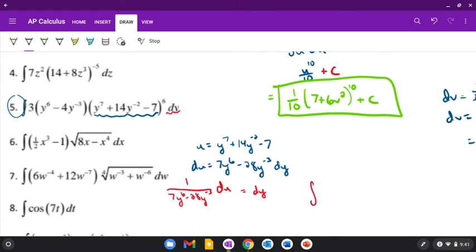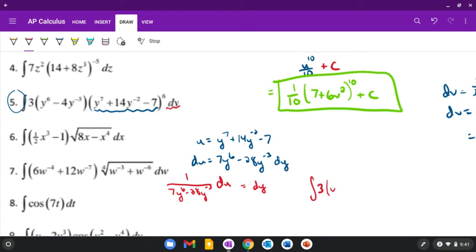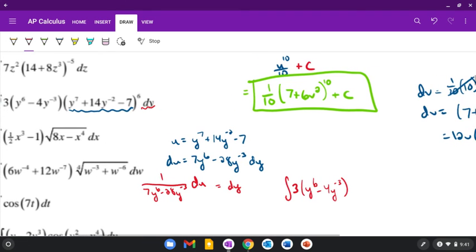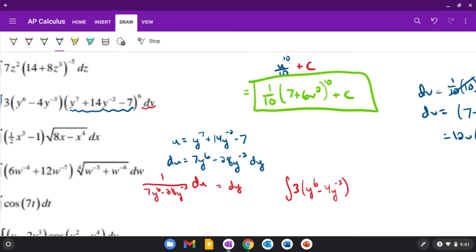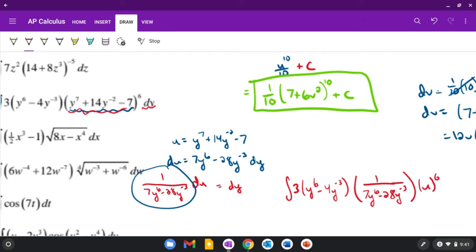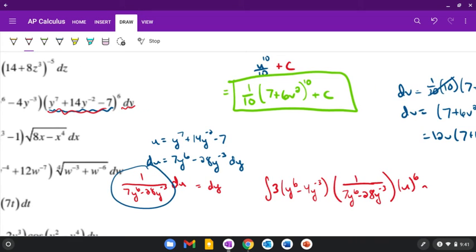So we're going to have the integral. We're going to keep this, missing a 3 there, sorry. Integral of 3 times y to the 6th minus 4y to the negative 3rd. And then I'm going to go ahead and write this part next because I think it makes sense to write it next to there. So I always just do that. Times 1 over 7y to the 6th minus 28y to the negative 3rd. We then have this thing that we replaced that becomes our u. So then it's u to the 6th power. And then I still got my du to write there.